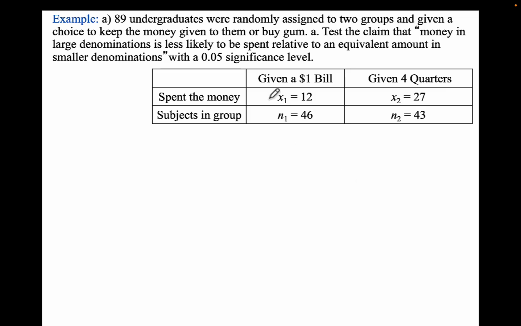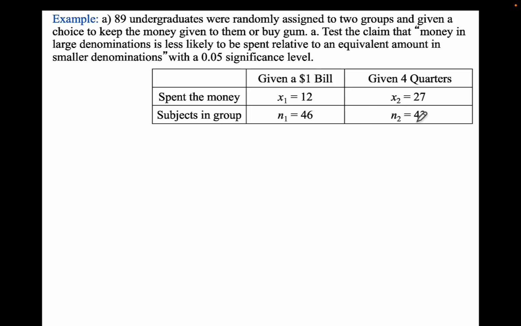All right, let's check out the summary we've got here. Lowercase n sub 1, that is the sample size of population 1. So there were 46 people in this group, and those 46 people were given a $1 bill. Okay, and it turns out that 12 of those 46 spent the money. Okay, that's interesting. So given a $1 bill, 12 out of those 46 spent the money.